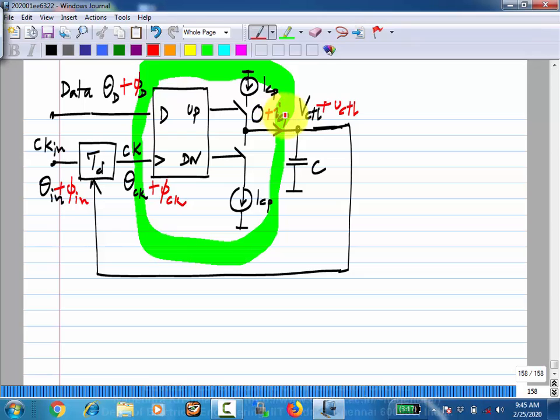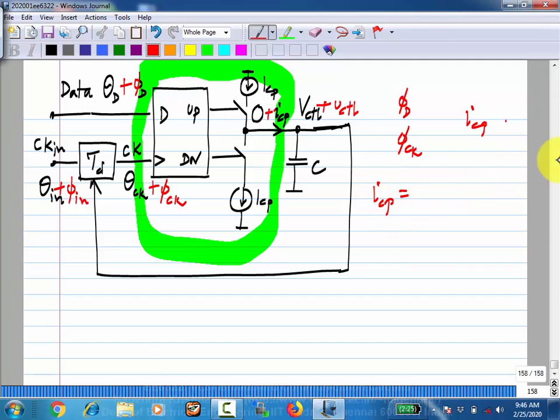ICP, the current that is shown here, is the average current. I am not interested in the instantaneous current, because the average current is a measure of the phase. The instantaneous current I can add later as an increment. So what is the relationship between phi d and phi ck, which are the inputs, and ICP? We have derived the model, right? What is it?